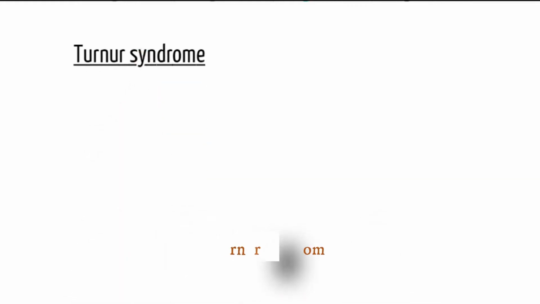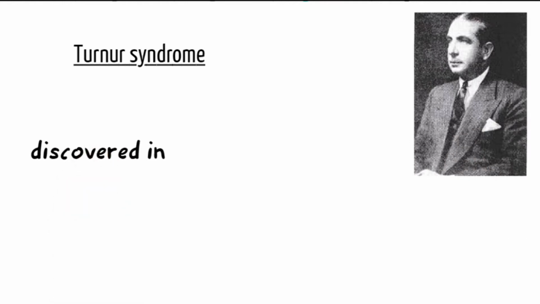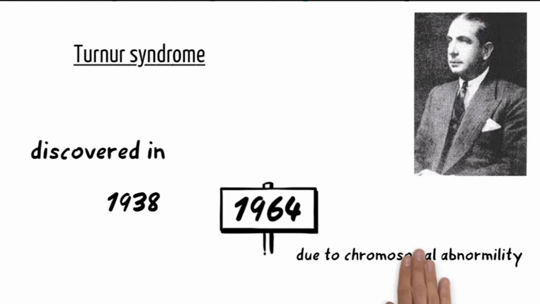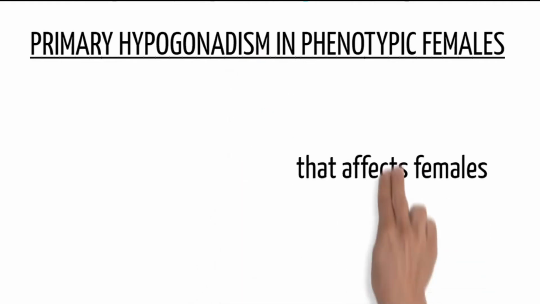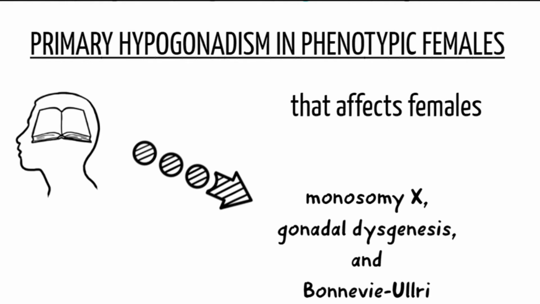Turner syndrome. It is named after Dr. Henry Turner, who discovered the syndrome in 1938. In 1964, it was determined to be due to a chromosomal abnormality. It is primary hypogonadism in phenotypic females that affects females. It's also called monosomy X, gonadal dysgenesis, and Bonneville-Ulrich syndrome.